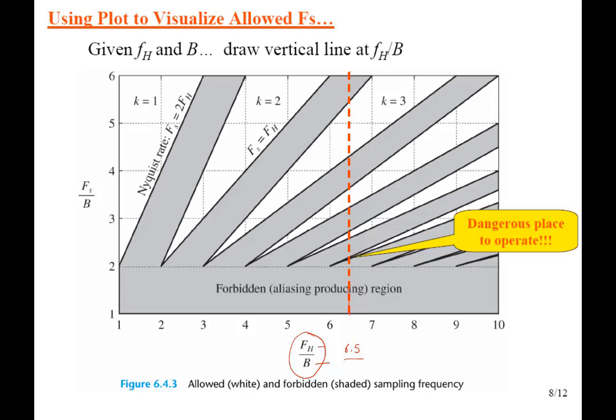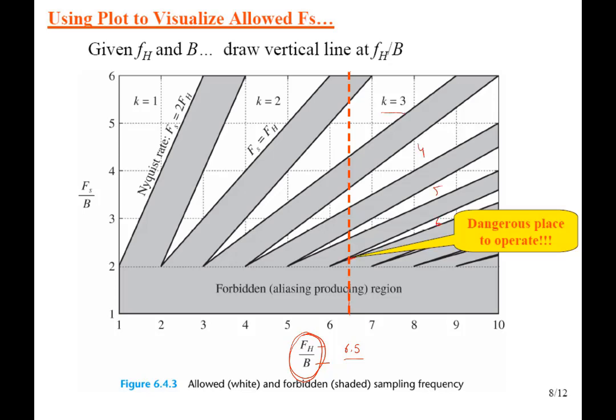Now what must be the value of k? Because the second condition was that k must be less than fh over b, and fh over b is 6.5. So you can select any value less than 6.5, but at most you can select k is equal to 6. Now if you select k is equal to 6, what will happen? Like here k is equal to 3, this is 4, this is 5, and this is 6.